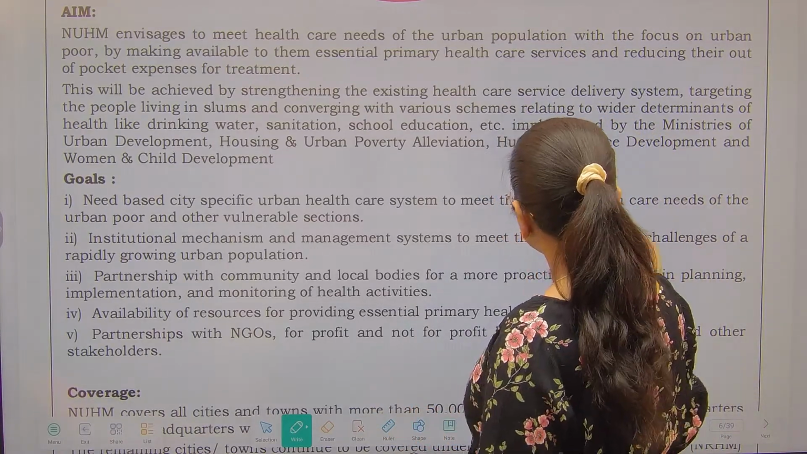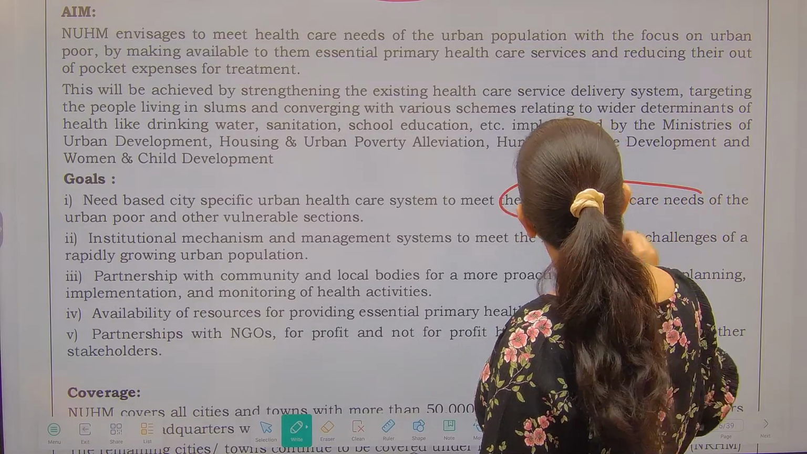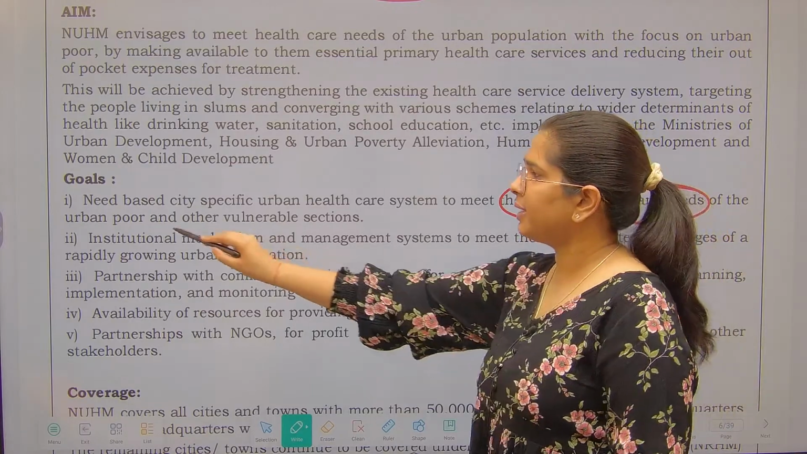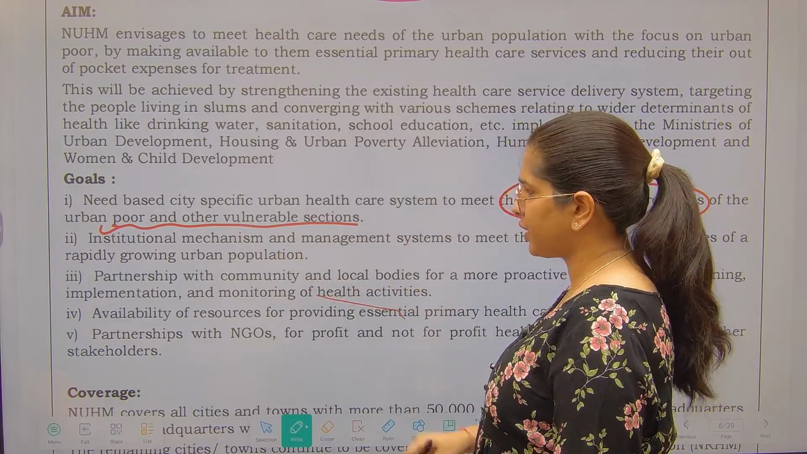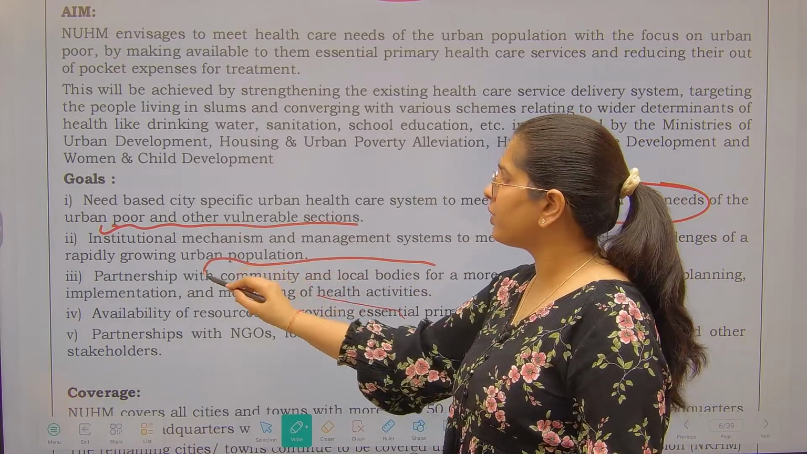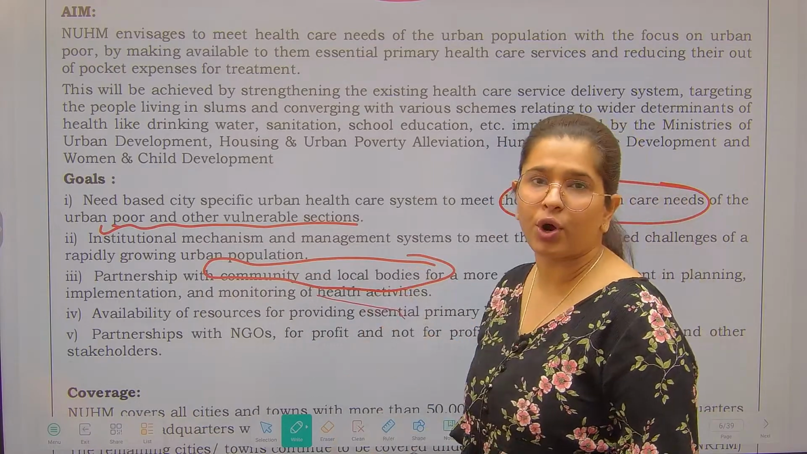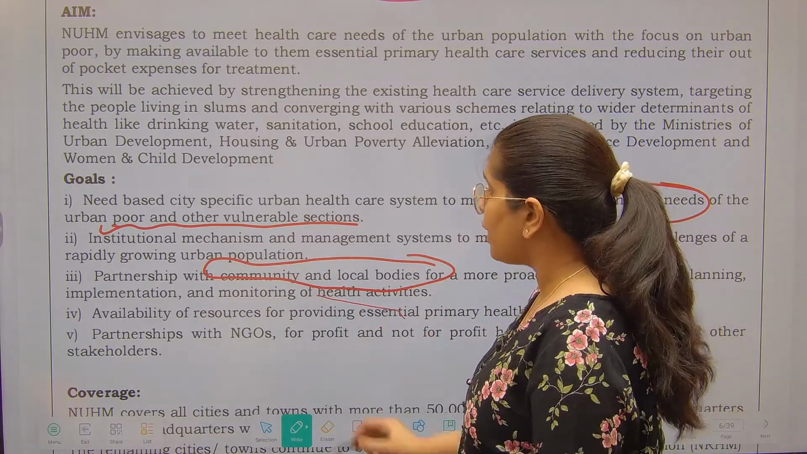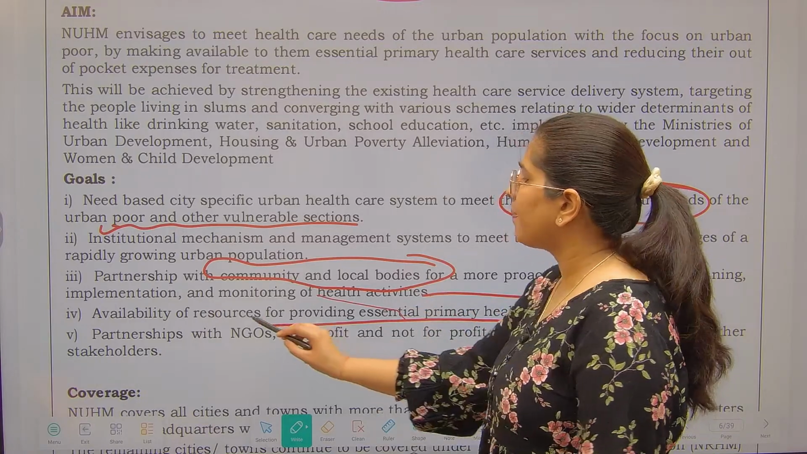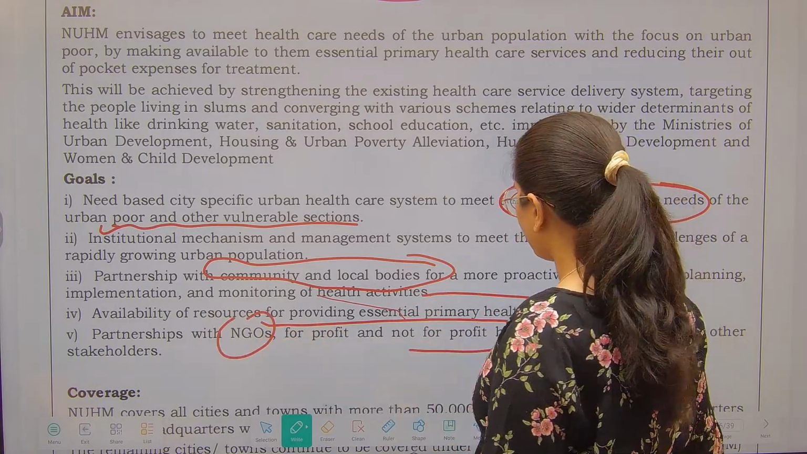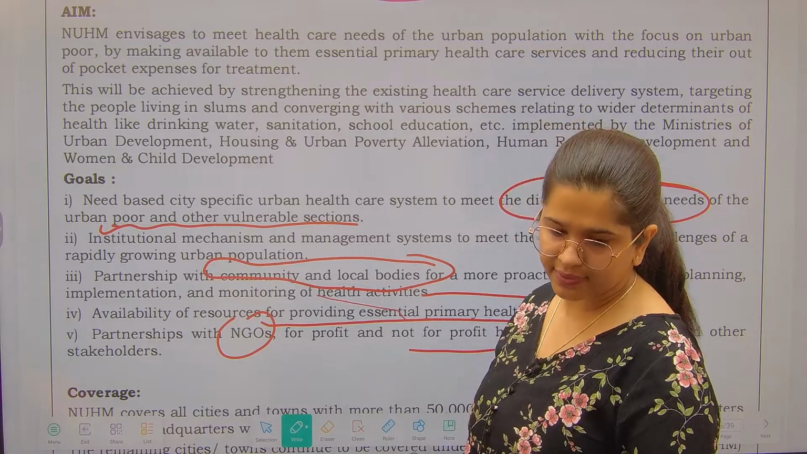So here, we want to provide for the diverse healthcare needs of the urban poor and the other vulnerable sections. We want partnership with the community, and then you want to monitor the health activities. You want to provide the resources for essential primary healthcare and partnership with NGOs for profit and non-profit health related services.